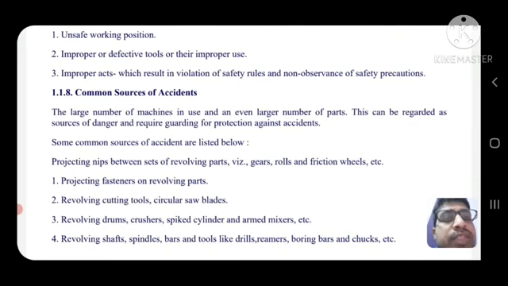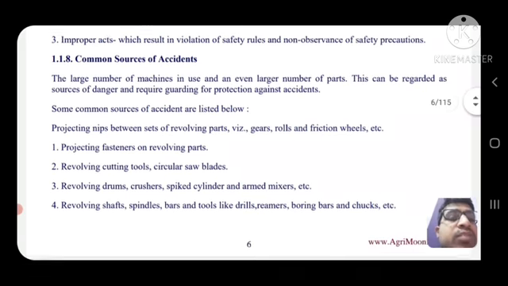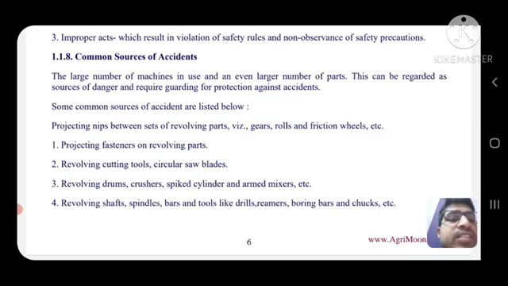Common sources of accident: the large number of machines in use and an even larger number of parts. These can be regarded as sources of danger and require guarding for protection against accident. Some common sources of accidents are listed below. Projection nips between sets, revolving parts, gear, rolls, and friction wheels.